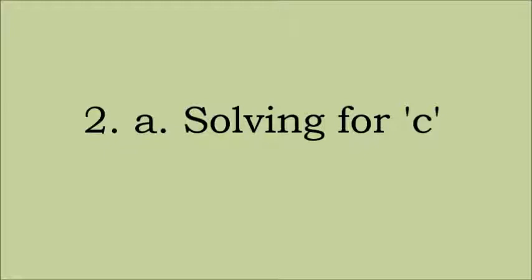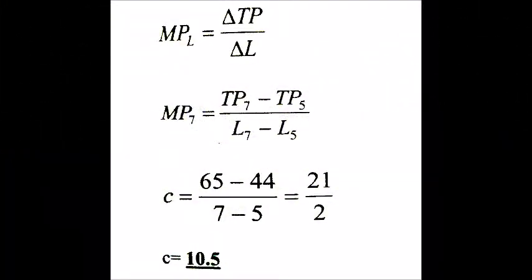Now let's solve for C. Solving for C. MPL equals change in total product over change in labor. So MP7 is TP7 minus TP5 divided by L7 minus L5. So we replace TP7 with C. So therefore, we say C equals TP7, which is 65. I'll solve for MP of 7. That's C, MP7.